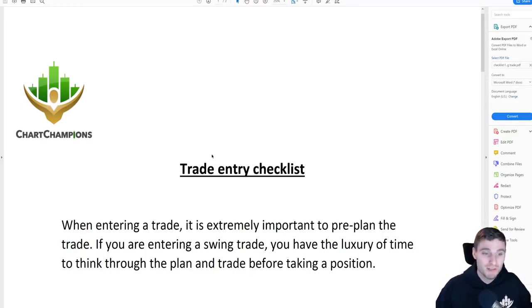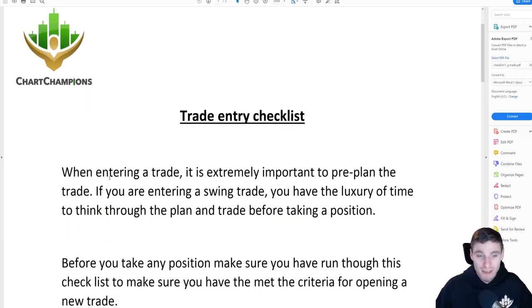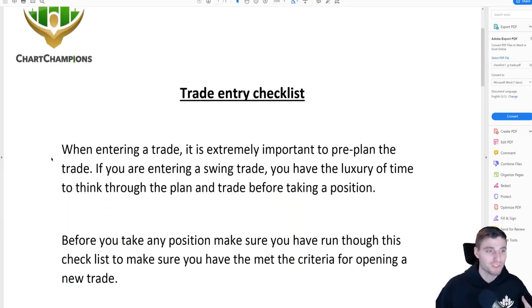And this is just called the trade entry checklist. Very simple. I'm going to read it out for you all here, and I'm going to try and go through this fairly swiftly. Basically, when entering a trade, it is extremely important to pre-plan the trade. If you are entering a swing trade, basically when you are a swing trader, you have such a luxury. Swing trading, in my opinion, is the easiest type of trading, because of the luxury of time.